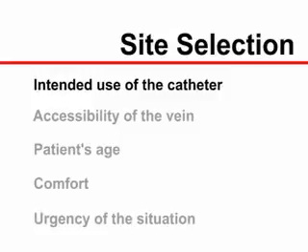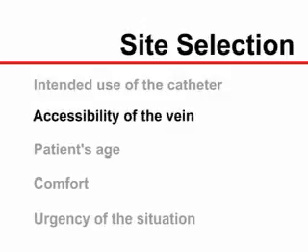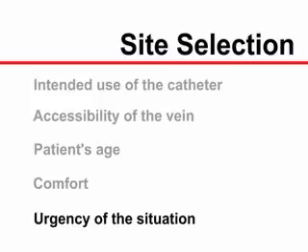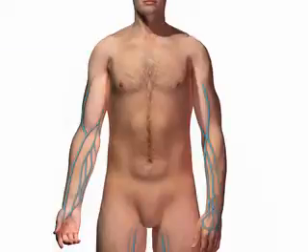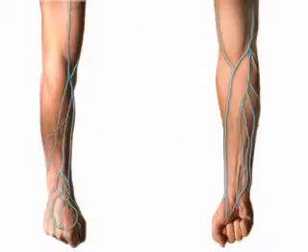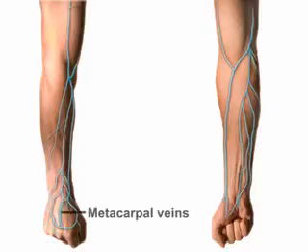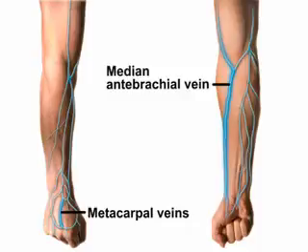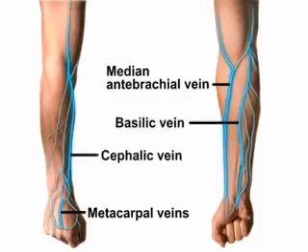Choosing a site for intravenous cannulation depends on many factors, including the intended use of the catheter, accessibility of the vein relative to the position of the patient, age and comfort, and the urgency of the situation. In general, upper extremity veins are preferred, as they are more durable and are associated with fewer complications as compared with lower extremity veins. The preferred cannulation sites are the veins of the forearm, particularly the metacarpal veins on the dorsal aspect of the hand, the median antebrachial vein, the cephalic vein, and the basilic vein.